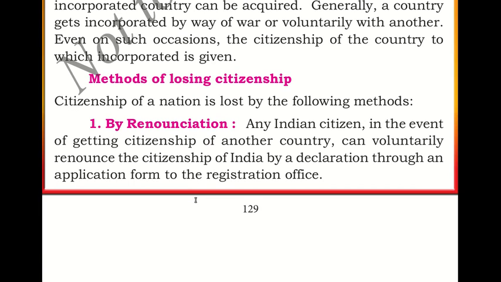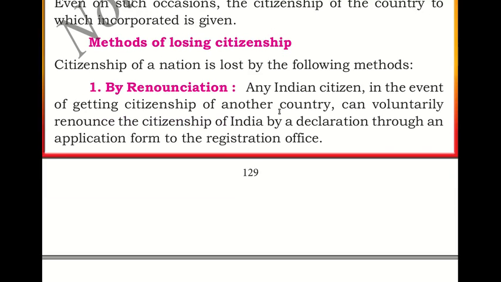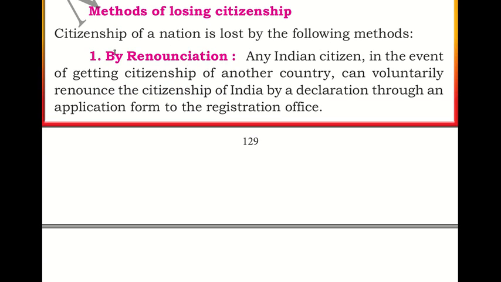Next, let's talk about the methods of losing citizenship. We learned that a person can be a citizen of at most one nation at any given time. Here are the methods of losing citizenship. Citizenship of a nation is lost by the following methods. First, by renunciation.